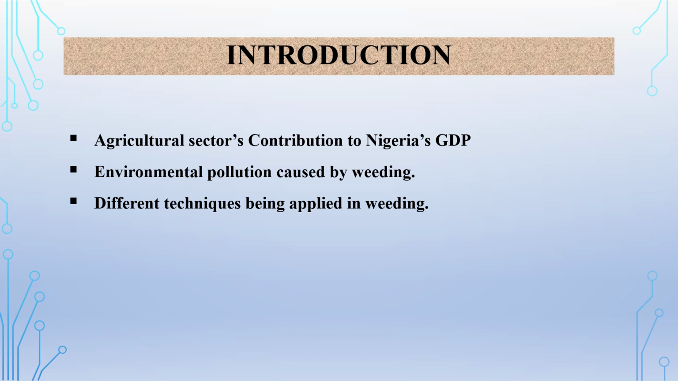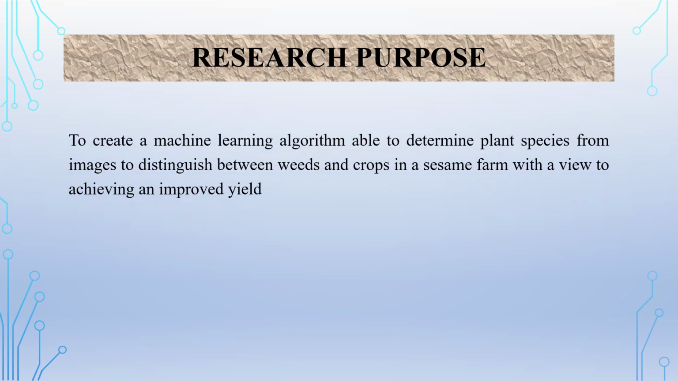Because if these weeds are known, this is the position, this is where the image is located, and that is weed and this is plant, you can just focus on targeting the weed, get it off, and then you leave the plant. For the research purpose, it is to create a machine learning algorithm that will be able to determine plant species from images and distinguish between weeds and crops in a sesame farm with a view to achieving an improved yield.